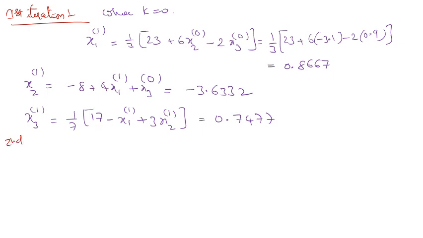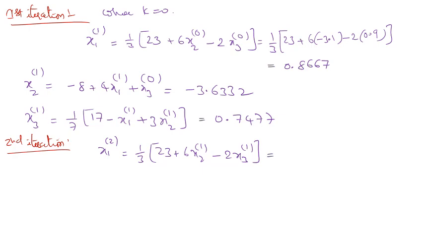Now second iteration. See what changes occur in the second iteration. This value is x1 at second iteration, 1 by 3 times (23 plus 6 x2 first minus 2 x3 first), and the result is minus 0.0982. What is the previous value? First it was 0.8667, but this is very far, not at all closer, right?